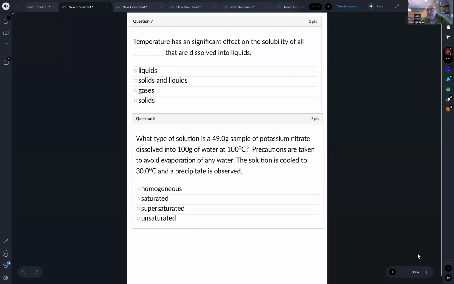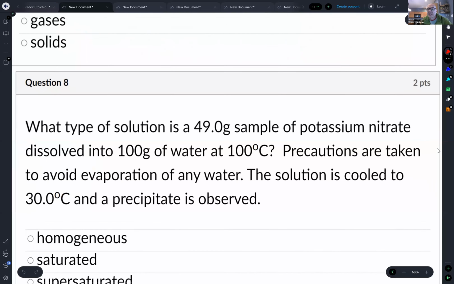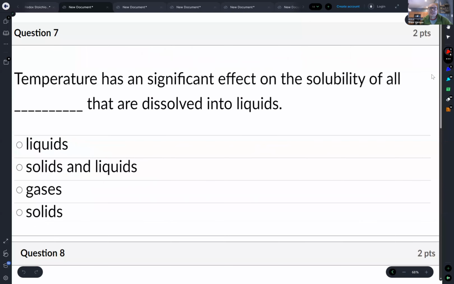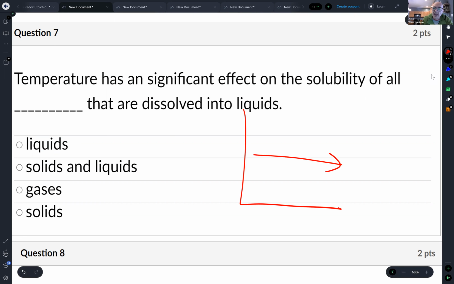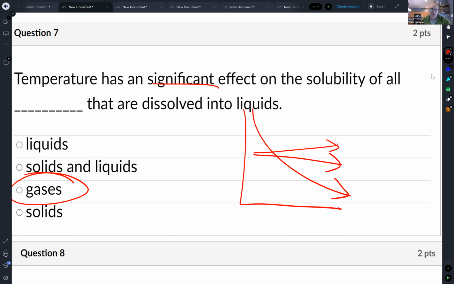Question number 7, temperature dependent. Which one has a significant effect on the solubility of all gases as they are dissolved into liquids? So some solids actually do not have much of an effect. So the significant effect is whenever we have gases, all gases are significantly affected, always.